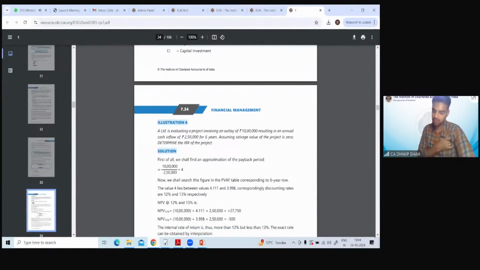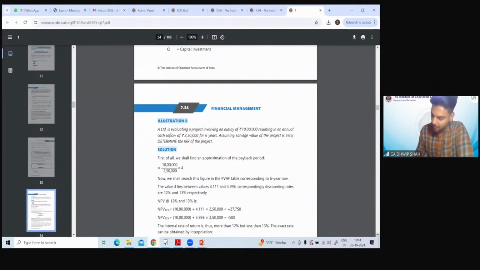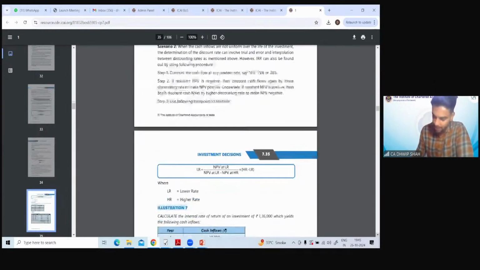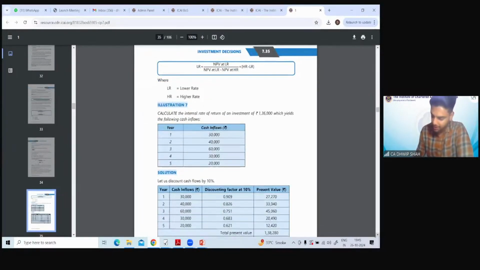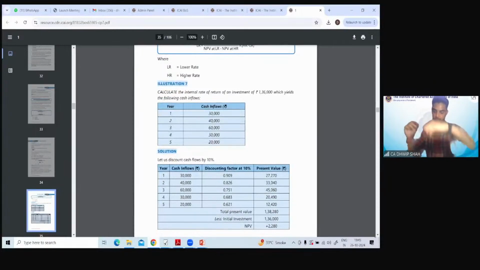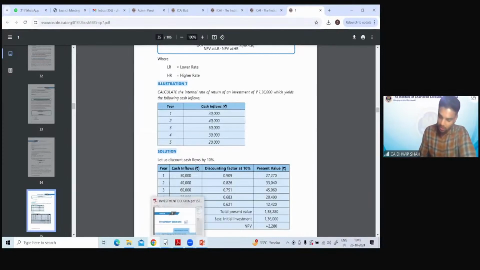Okay, let's take an example and calculate IRR. Illustration number 7. Calculate the internal rate of return of an investment of 136. So 1,36,000 is your cash outflow. Cash inflows for all the 5 years are given. You need to calculate IRR. IRR means that discounting rate where NPV is 0.